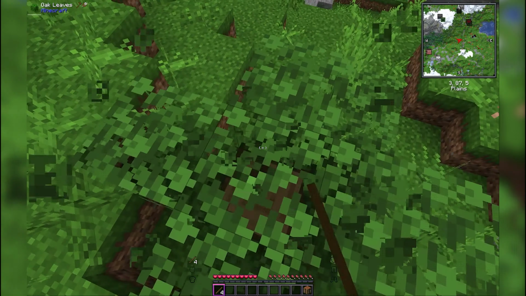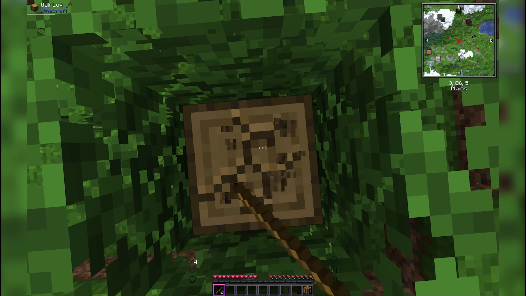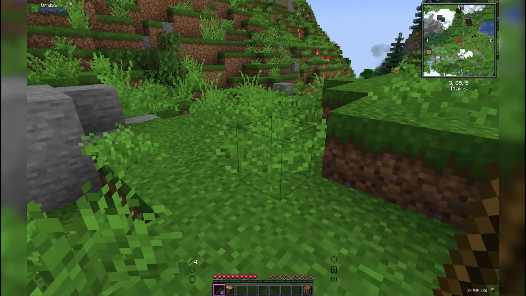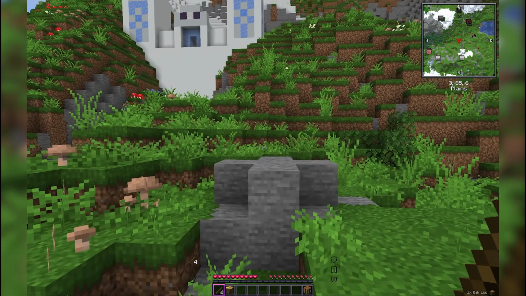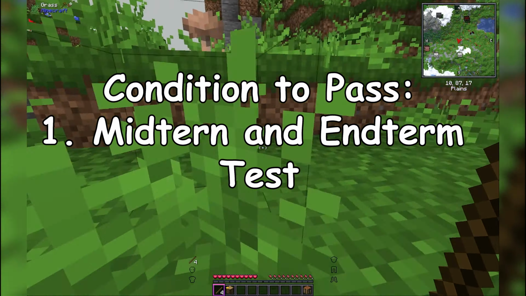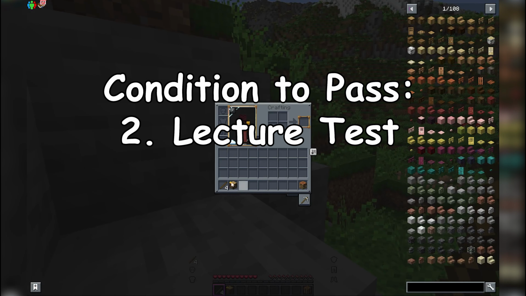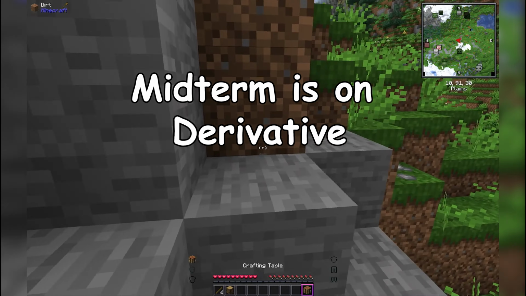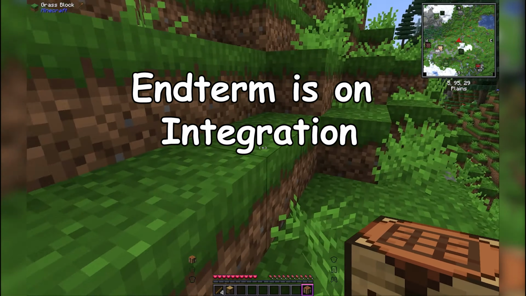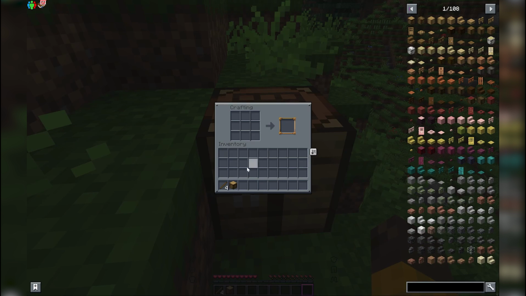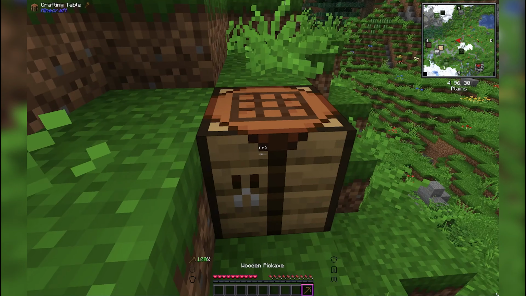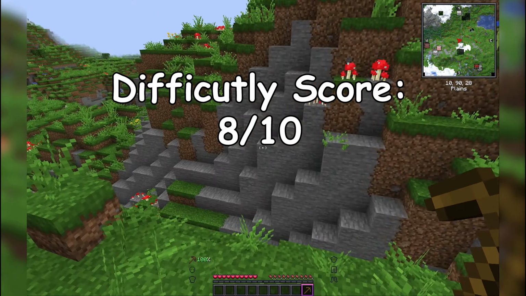The conditions to pass are pretty simple and the usual. If you have ever taken any math class here, it's the passing of the practice class, midterm, and end term. And then after that, you need to pass the lecture test. The midterm is on derivatives and the end term is on integration. Also, this subject's lecture part is sort of like how Analysis 1 goes. I didn't take it because I screwed up in my practice already. So the difficulty rating for me is 8 out of 10 for this subject.